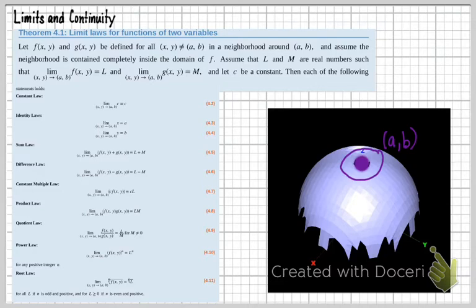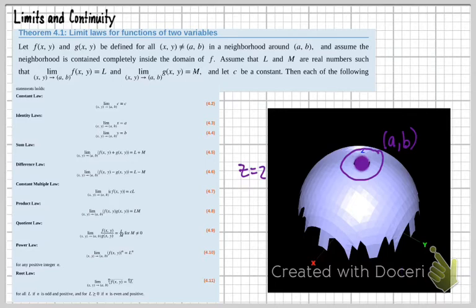So that would be something like this. Let's say this value for z is 2. Now the way that this is different from 2 dimensions is I only had to look at the left and the right. And if I was able to do that and said, hey, they gave me the same y value, then I could say, hey, the limit exists, and it's this number.